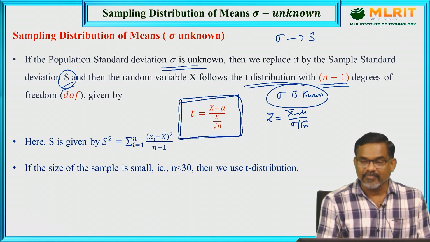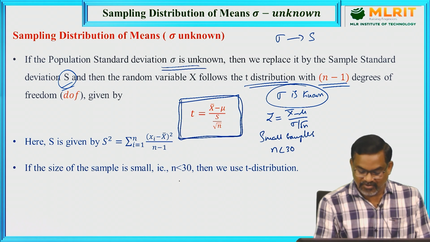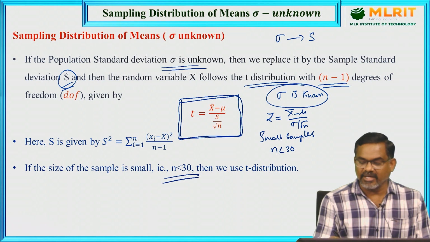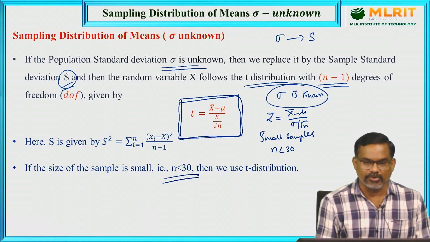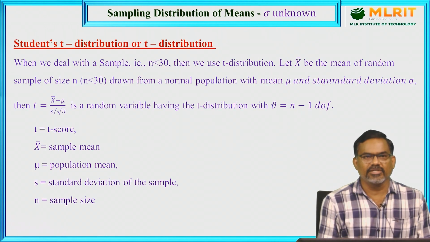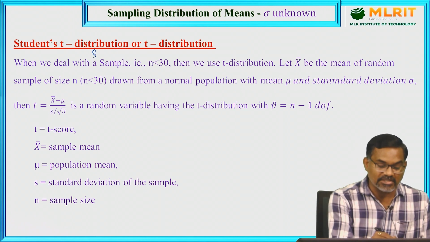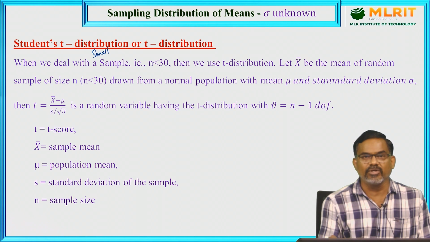Not only that, in the case of a small sample, that means n less than 30, we use t distribution. So, either when sigma is unknown or n is small, we introduce t distribution. This is called student's t distribution or simply t distribution. When we deal with a small sample, that is n less than 30, we use t distribution.